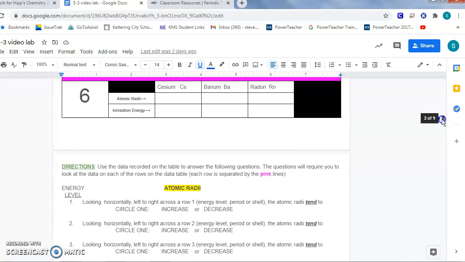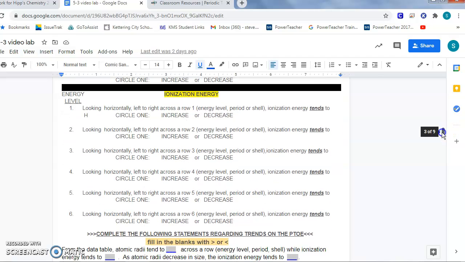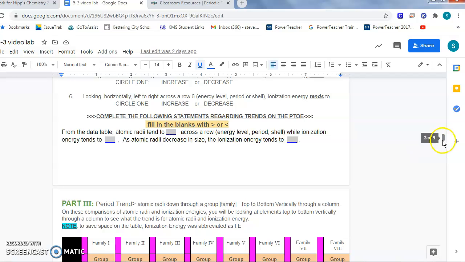When we're done doing that, they're going to ask what happens to the atomic radii, left to right, horizontally, across the row. What happened in row 1, row 2, row 3, row 4, row 5, row 6. Then they're going to ask you what happens to the ionization energy across each of those horizontal rows. And then they have a summary question.